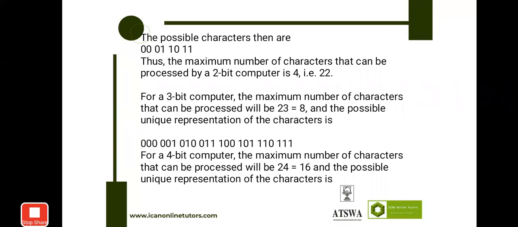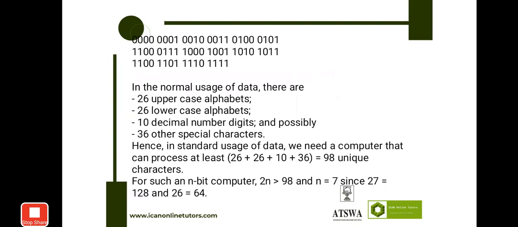For a 4-bit computer, the maximum number of characters that can be processed is 2^4, that is 16, and the possible unique representations will be 0000, 0001, 0010, and so on. These are the possible representations because there are just 4 bits.